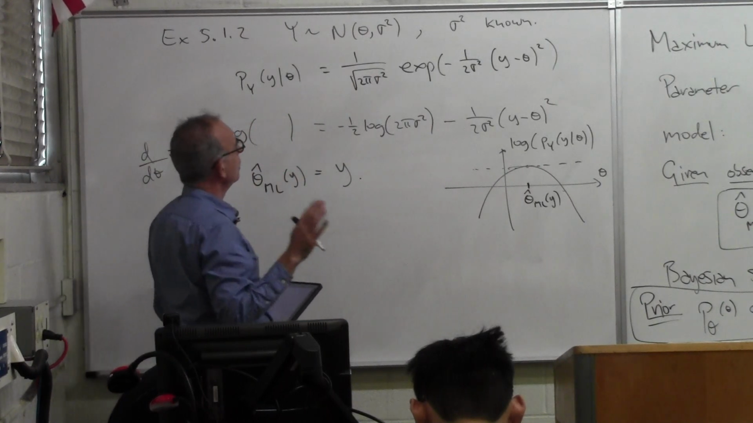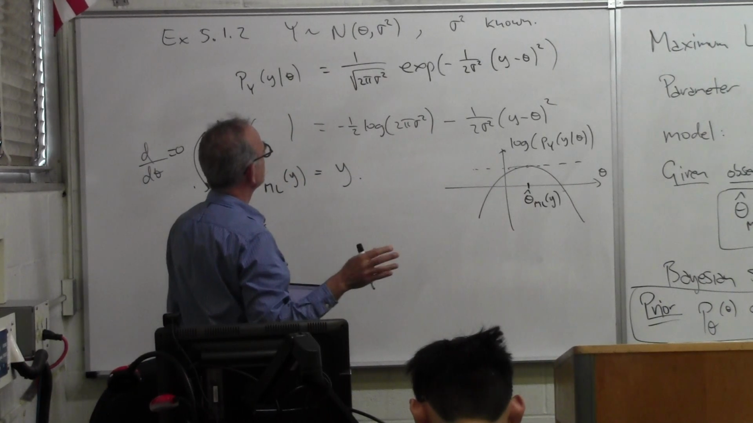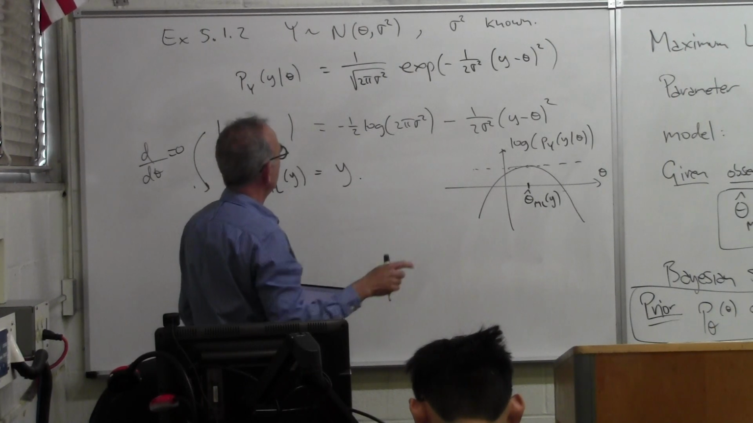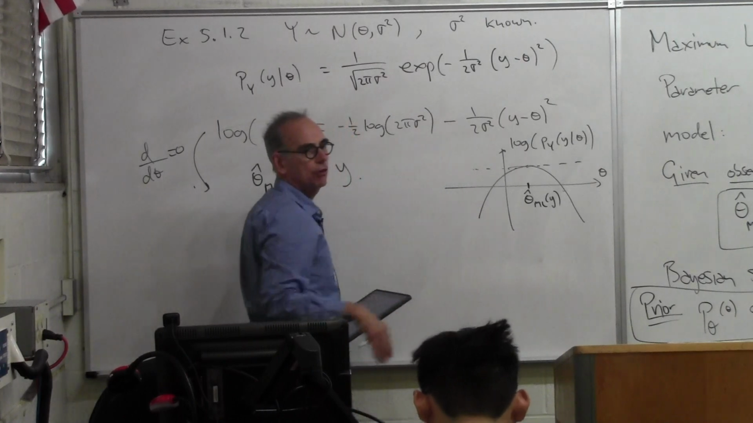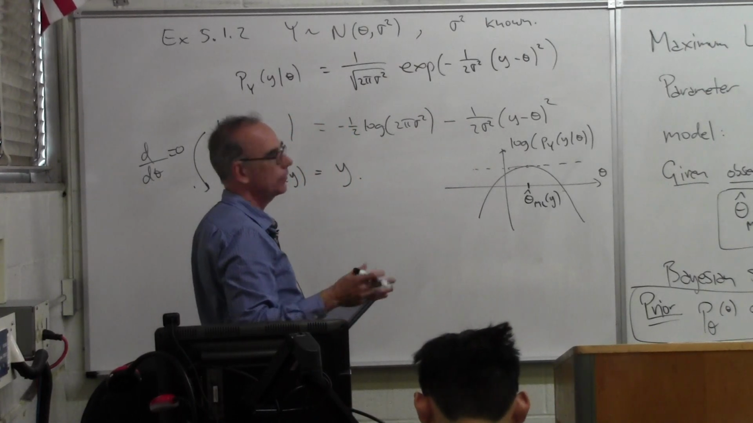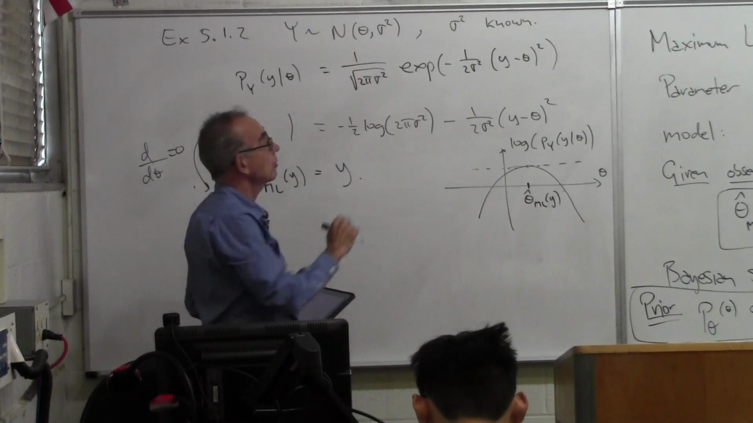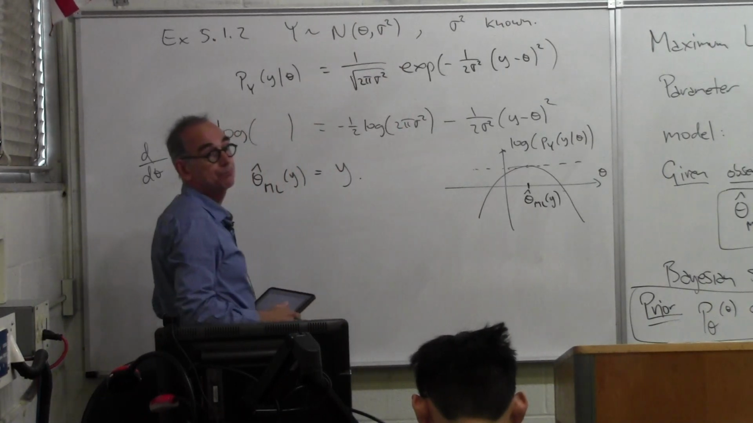All right. Now you can see if my unknown was sigma squared, it would be a little harder because I'd have this log here, but you could still solve it. If your model had both of these unknown, you could still do it. You'd come up with the most likely variance as well. All right.